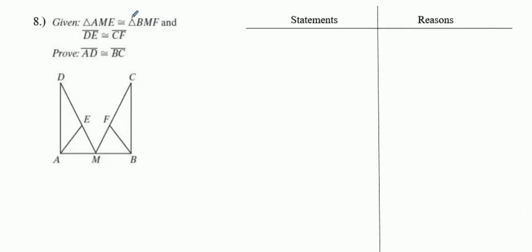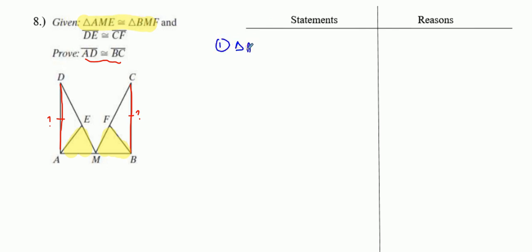Now this one's a little bit different because we're given a pair of congruent triangles and we're asked to prove that AD and BC are congruent. And as you notice when I highlight these sides, AD and BC are not a pair of corresponding sides in these yellow triangles that we already know are congruent. But we can use CPCTC right off the bat with these smaller yellow triangles.